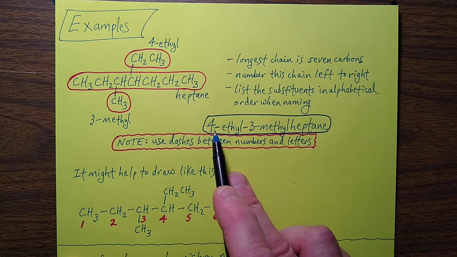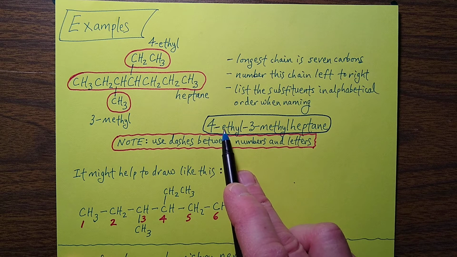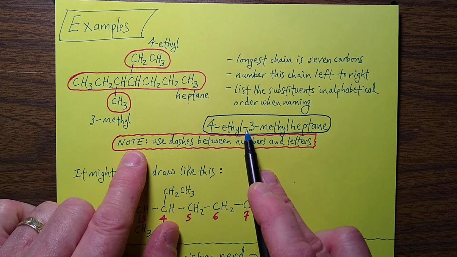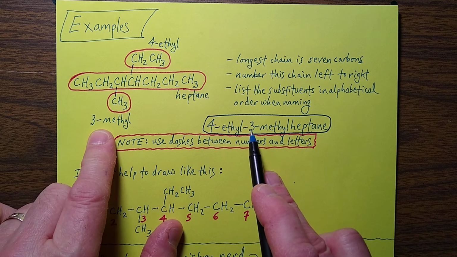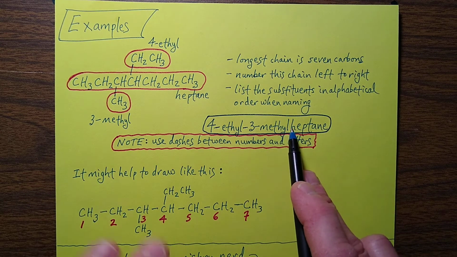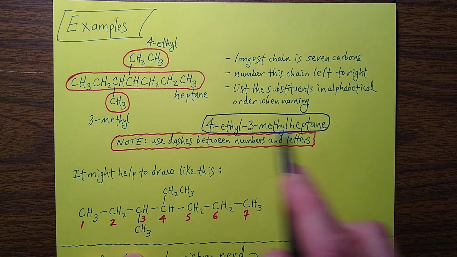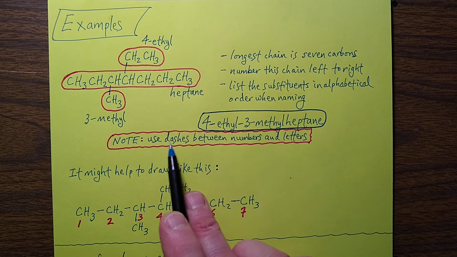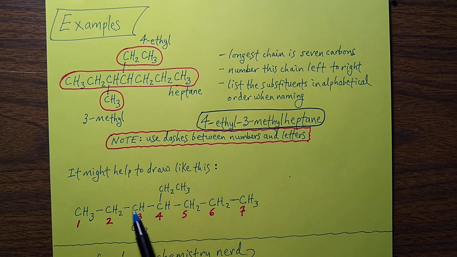Notice again the number, dash between a number and a letter, the name of the substituent, ethyl, another dash to separate it from this one, which we're naming now. At the 3rd position, there's a methyl group, dash methyl. Now we're done naming everything, so we don't need any more dashes. We just name the longest chain. 7 carbons is heptane. So use dashes between numbers and letters and commas between numbers.